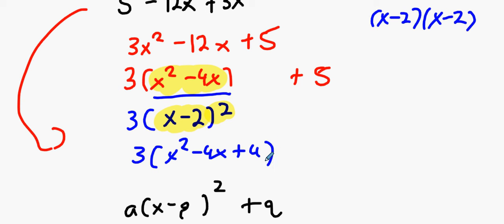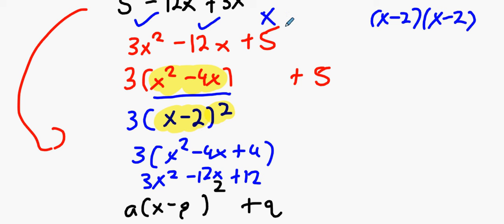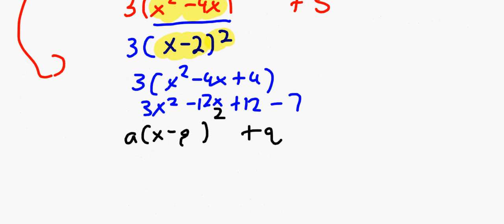Are we cool with that? You're going to multiply it out. What happens when you multiply it out? What you get? 3x squared, tick. 12x, tick. 3 times 4? 12. You don't want 12, you want 5. So how do you turn that 12 into a 5? Take away 7. Now you're very close to getting your answer.